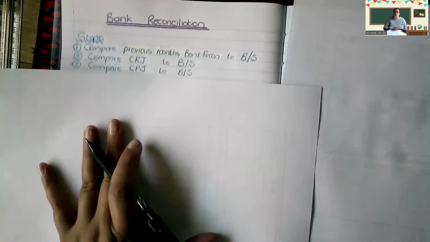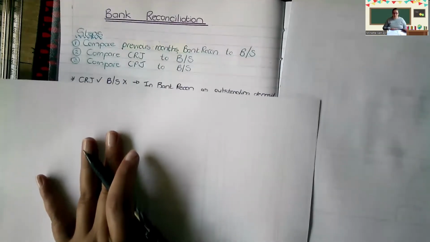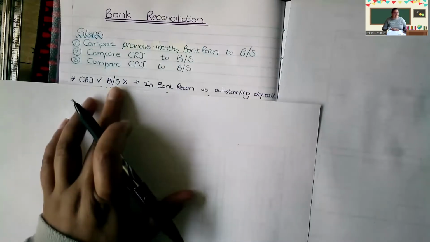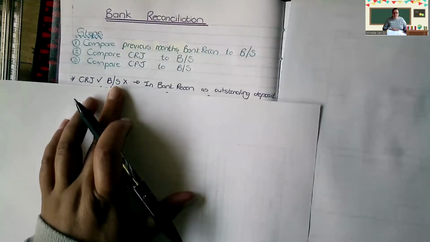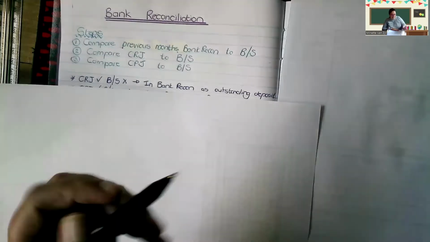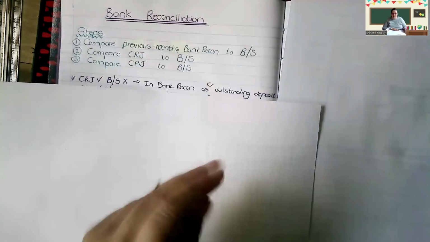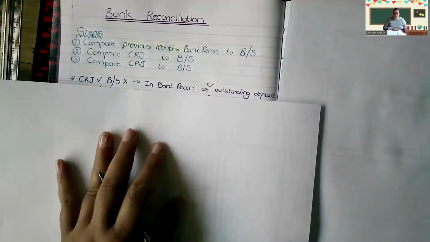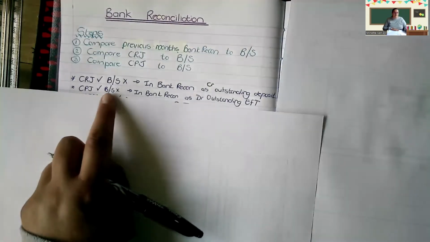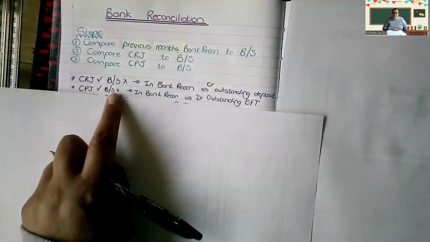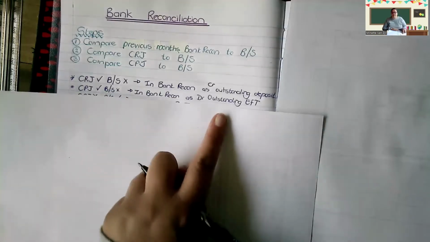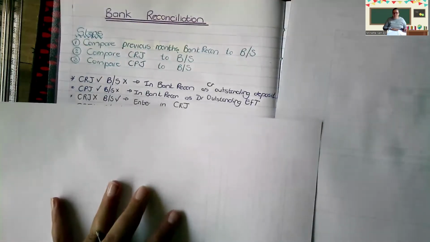Once you've done that, you'll start completing the question. So if information is found in the CRJ, but it's not in the bank statement, then you'll record the information in the bank recon as a credit outstanding deposit. If you have transactions that are visible in the CPJ, but not in your bank statement, you'll record this in the bank recon statement as a debit outstanding EFT.